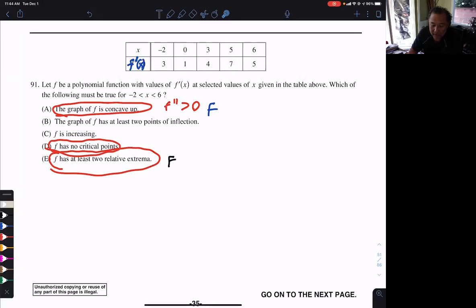The derivative might not exist at 4. Might have a critical point there. So you don't know that it has no critical points. So that doesn't have to be true. So we'll call that false.